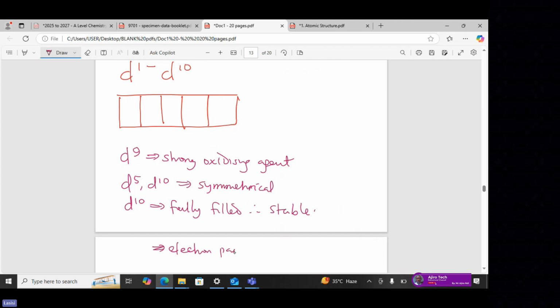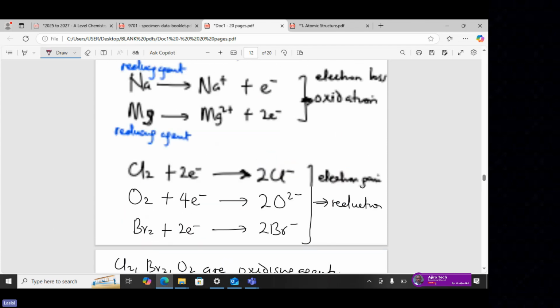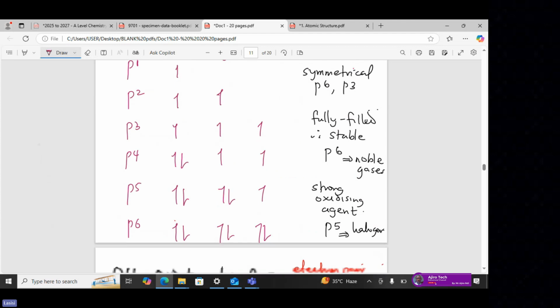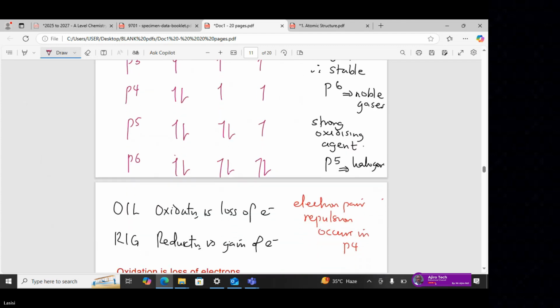Electron pair repulsion. Which of them? d10 is fully filled now. They all have 2, 2, 2, 2, 2. They won't repel each other again. Which one has electron pair repulsion? Come back here. Which one has electron pair repulsion? Are we saying that if they are paired all together, if it's a full shell, they won't repel each other again?